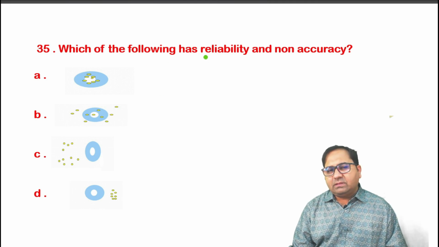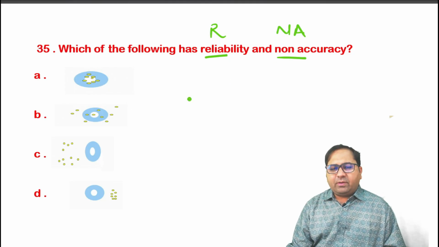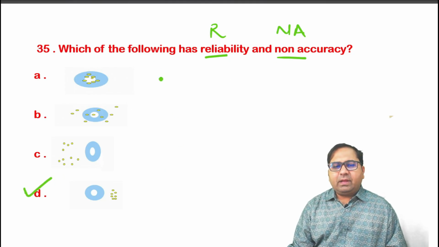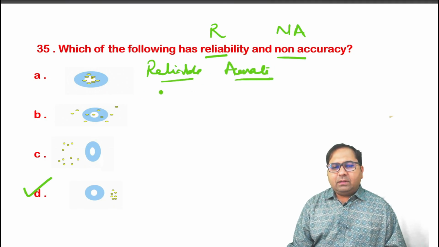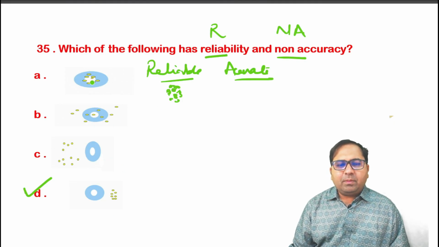Once again, which of the following is reliable and not accurate? Reliable and not accurate. Let us see the answer. This is reliable. This is also reliable. And it should be not accurate. So this is the answer. Okay, how do you say reliable? How do you say it is accurate? For reliable, see the blue circle is the bullseye and the yellow dots are the yellow shots. Now when all the shots are concentrated at one place, then it will be reliable. So this is a reliable picture.